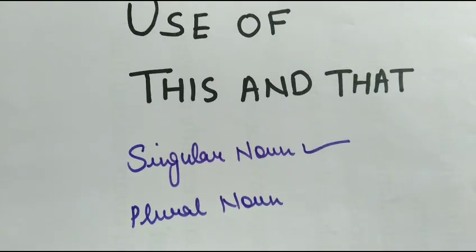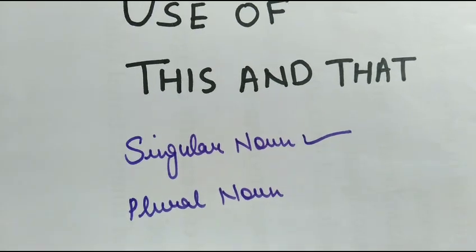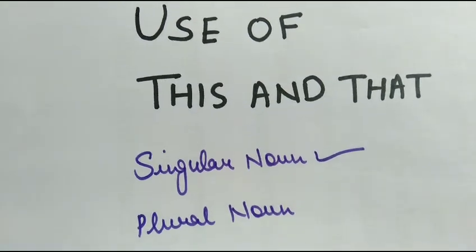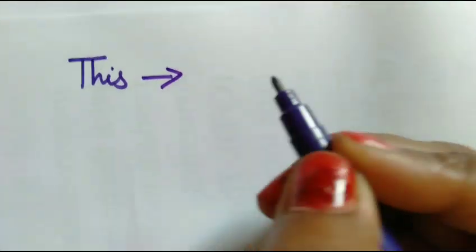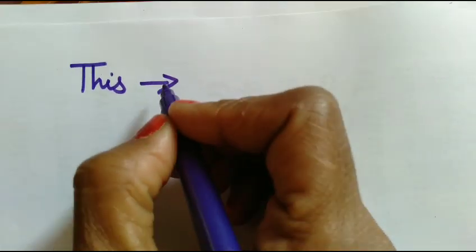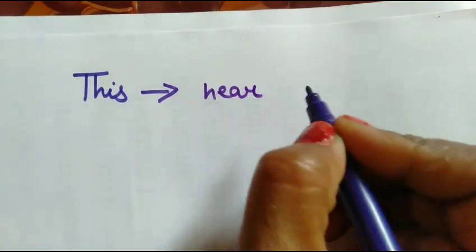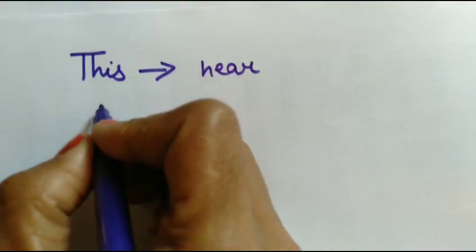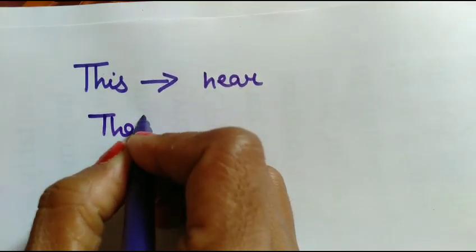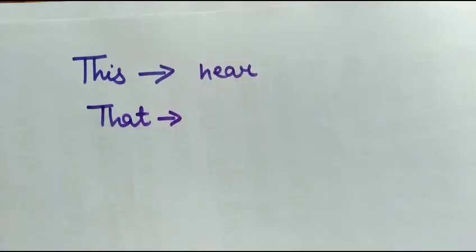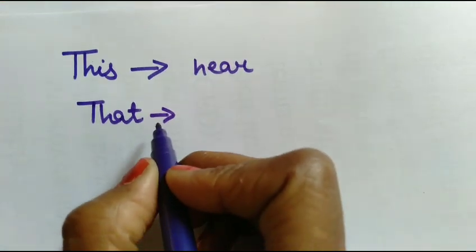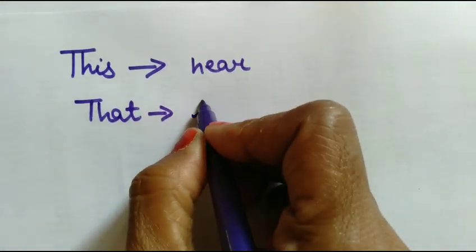Now I am going to tell you when we use this and that. This is used to indicate a person or thing that is near, that is near to us. And that is used to indicate a person or thing that is far.